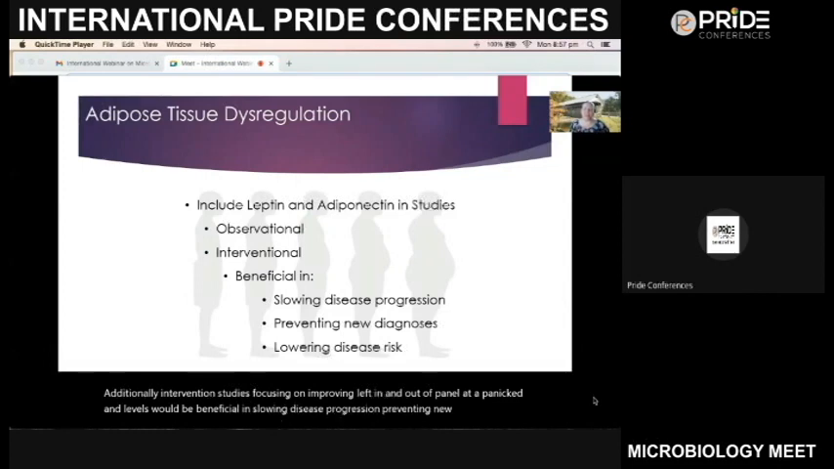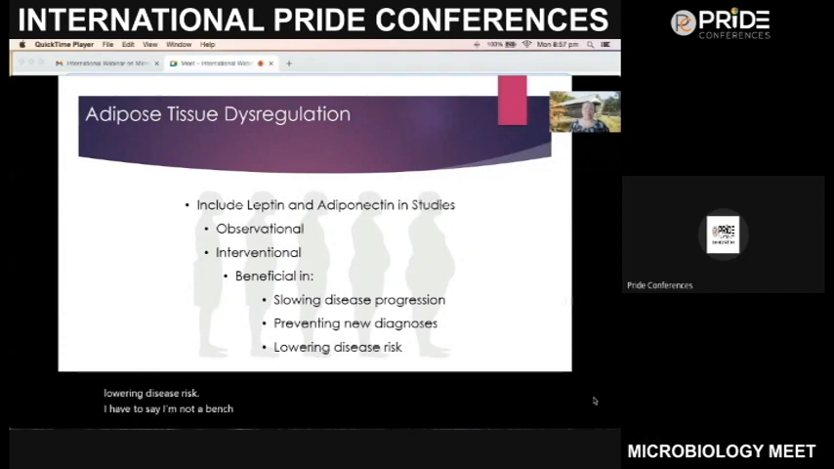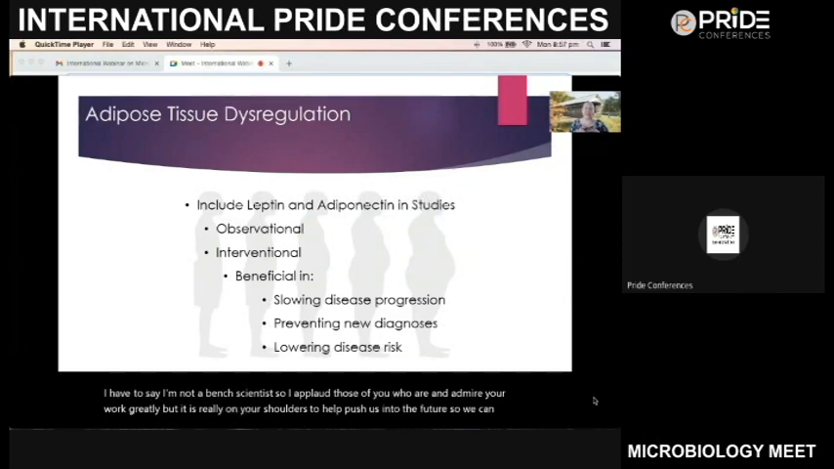and lowering disease risk. Now, I have to say I'm not a bench scientist, so I applaud those of you who are and admire your work greatly. But it is really on your shoulders to help push us into the future so we can see exactly what is causing the leptin adiponectin dysregulation and exactly what happens after that.